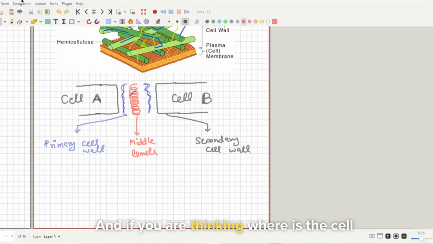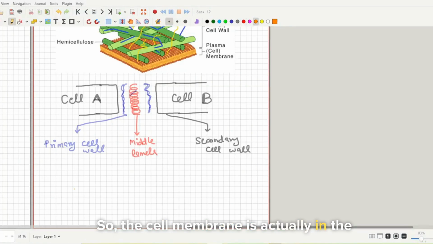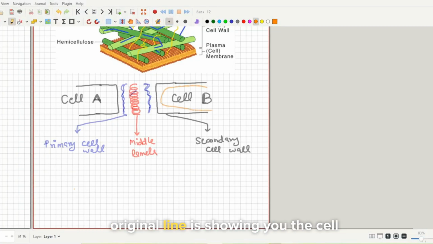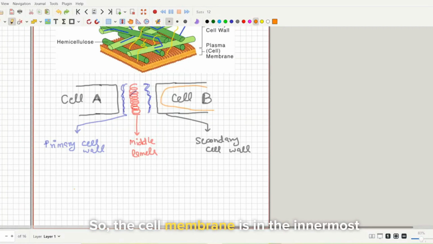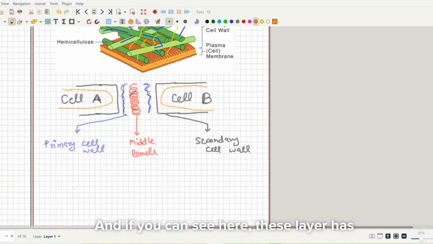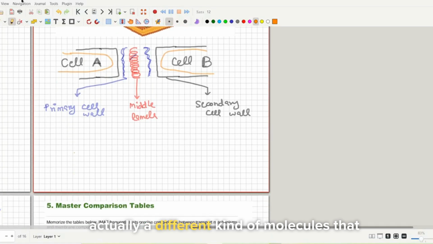And if you are thinking where is the cell membrane, so the cell membrane is actually in the innermost layer. Like if you can see here, this orange line is showing you the cell membrane. So the cell membrane is in the innermost layer. So inside is the cell membrane, then outside is cell wall. And if you can see here, these layers have actually different kinds of molecules that are present in them.